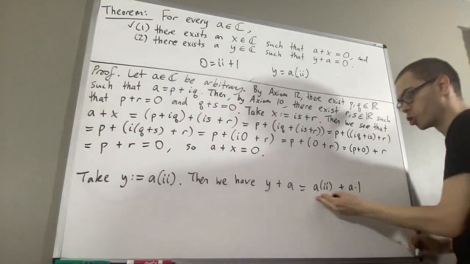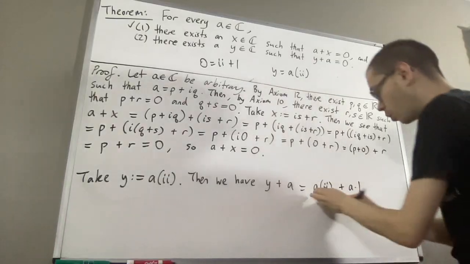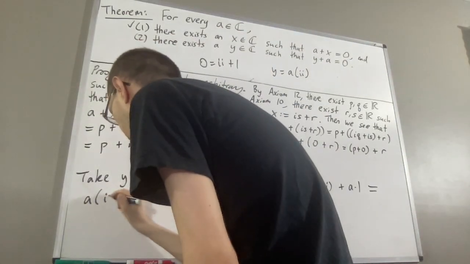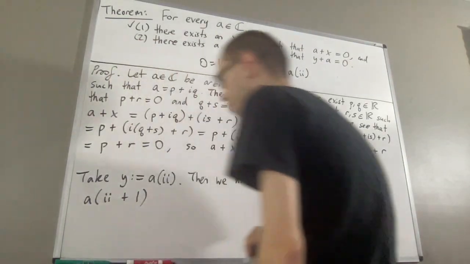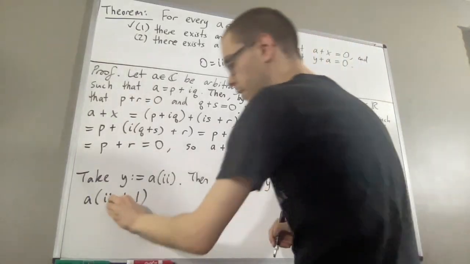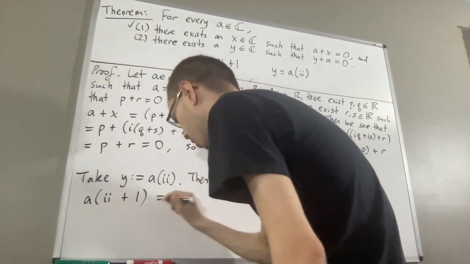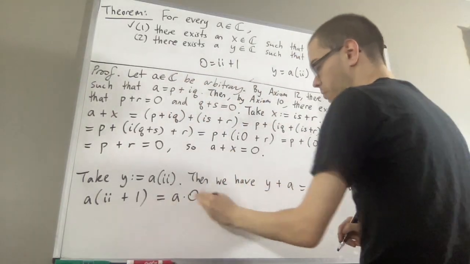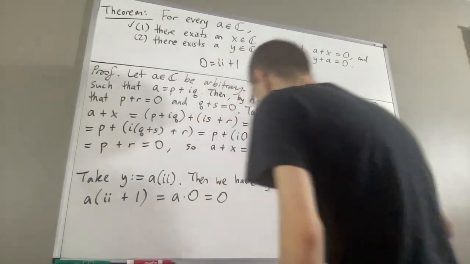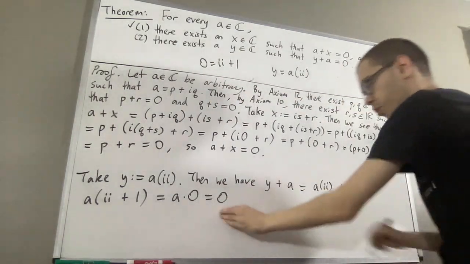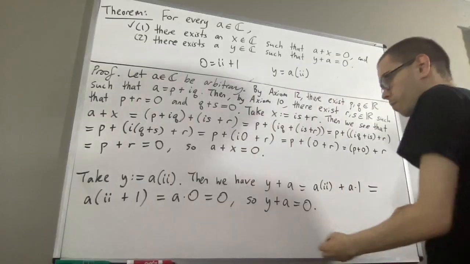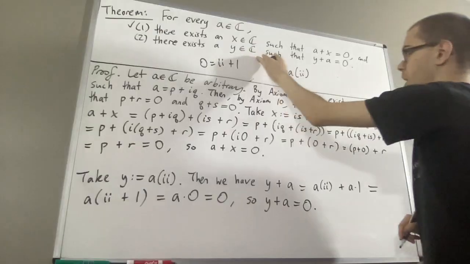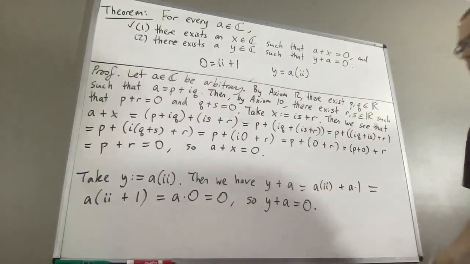So we can replace the a here with a times 1. And then applying the distributive law, we can pull out the a, so that this is just a times ii plus 1. But then we know from axiom 7 that ii plus 1 is equal to 0. So this is just a times 0. But we know any complex number times 0 gives us 0. So this is just 0. So y plus a is equal to 0, and so our choice of y works. We have shown that there exists a complex number y such that y plus a is equal to 0. So we've proven 2.